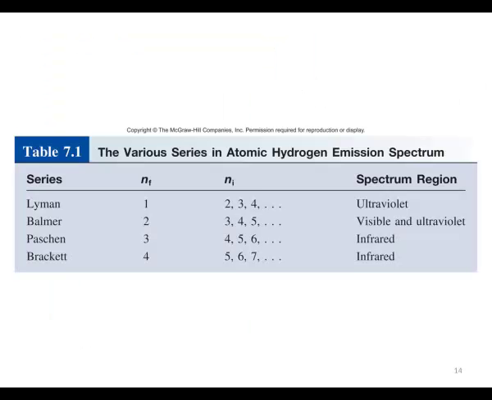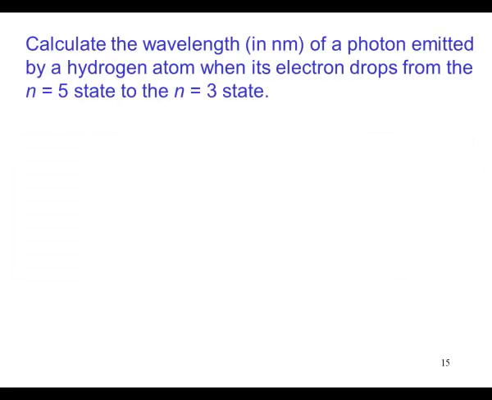Here's a table showing the various series in the atomic hydrogen emission spectra. Notice that they hit the range ultraviolet to infrared. Calculate the wavelength in nanometers of a photon emitted by a hydrogen atom when its electron drops from the n equal 5 energy state to the n equal 3 state.